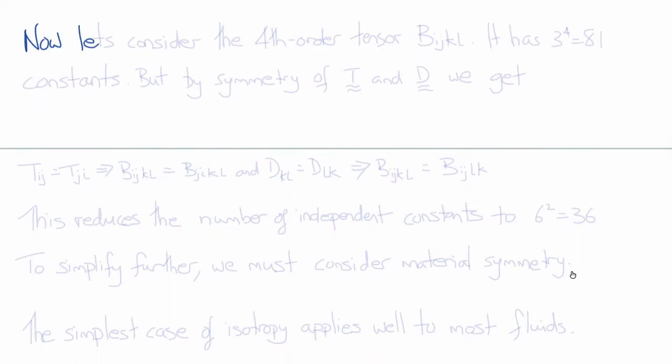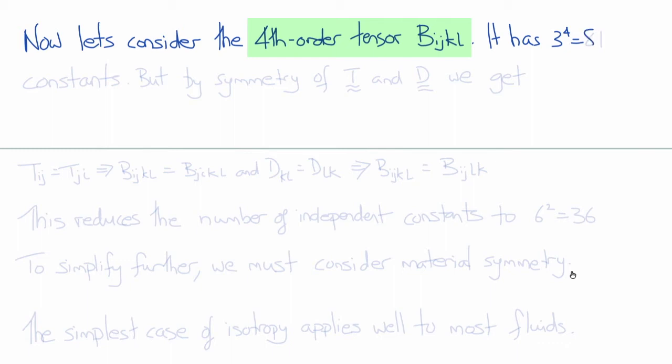So now let's turn our attention to the fourth order tensor Bijkl. Since we've assumed that the relationship between the stress tensor and the rate of deformation tensor is linear, the components of Bijkl are constant, but there are 3 to the power of 4 of them, meaning there are 81 constants. Now, we can simplify this somewhat.